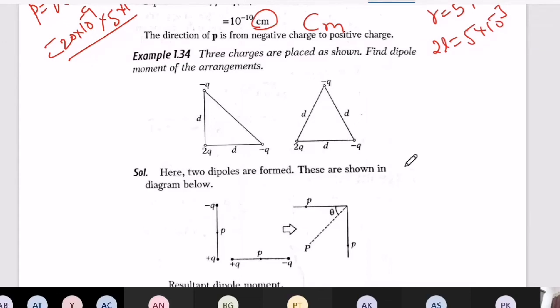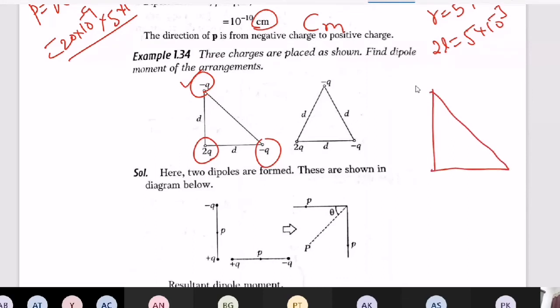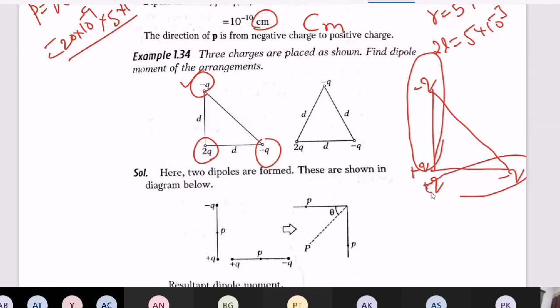Let's take the first one. Minus q, minus q, and 2q. Then you should get a thought that if you take this triangle, minus q plus 2q, you can divide as plus q and here minus q. So there is one dipole combination and there is another dipole combination. So there are two dipole combinations. They will give such kinds of three charges so that you can form multiple dipoles.